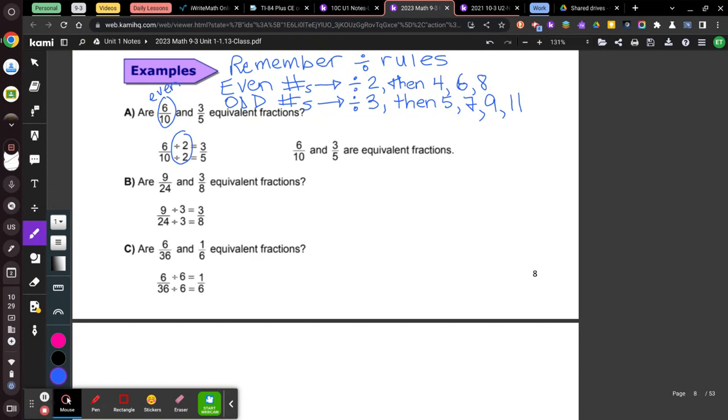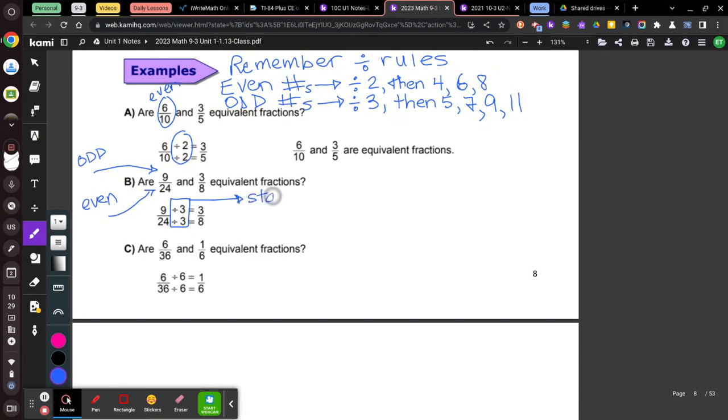So this guy has an odd on top and an even on the bottom. When they don't match like that, they're not the same, you start dividing by 3. So that's why they chose 3. You always start with 3.